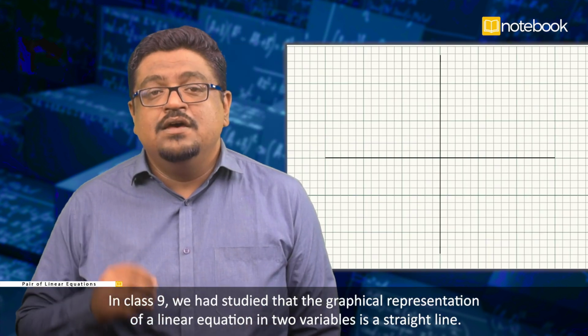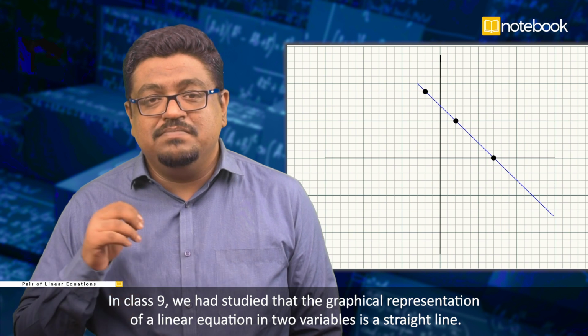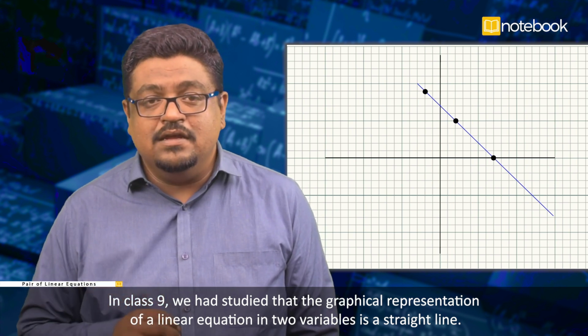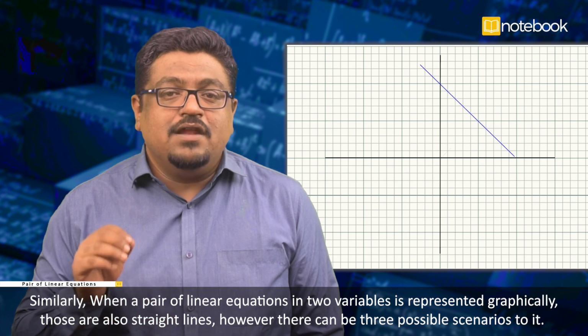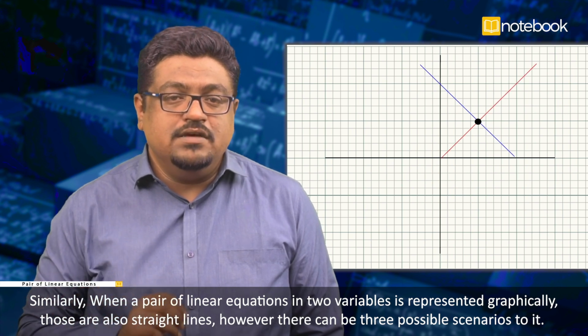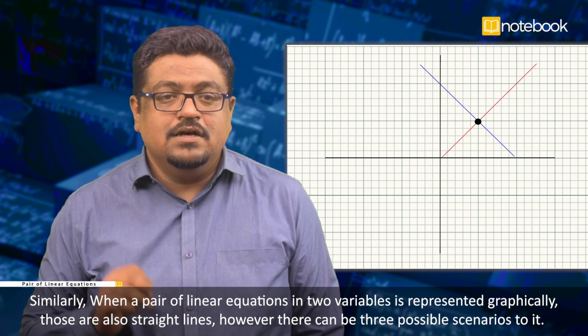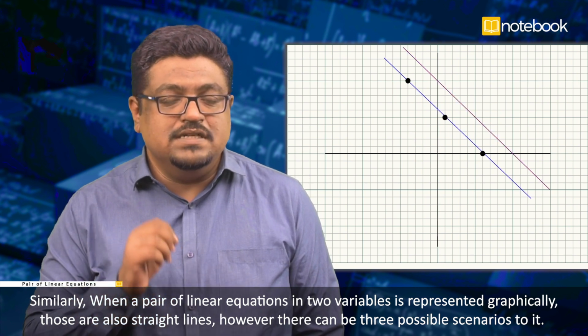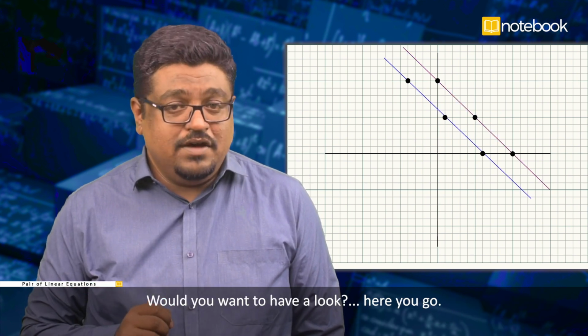In class 9, we had studied that the graphical representation of a linear equation in two variables is a straight line. Similarly, when a pair of linear equations in two variables is represented graphically, those are also straight lines. However, there can be three possible scenarios to it. Would you want to have a look?